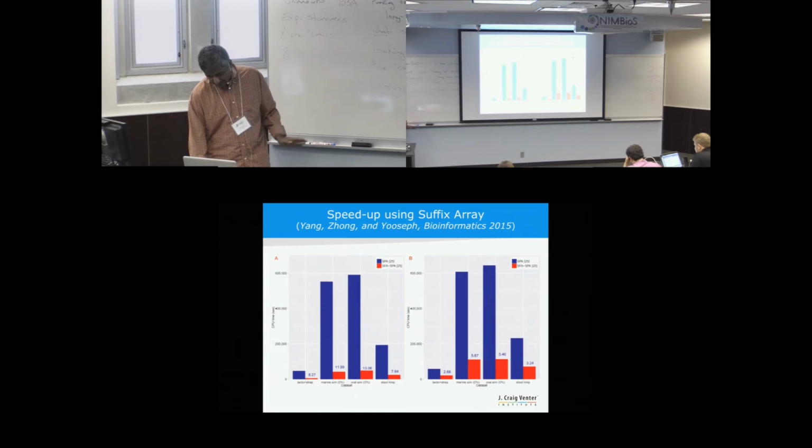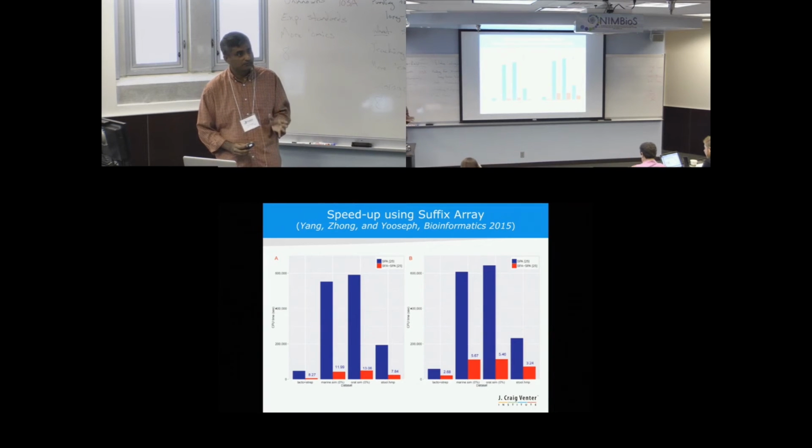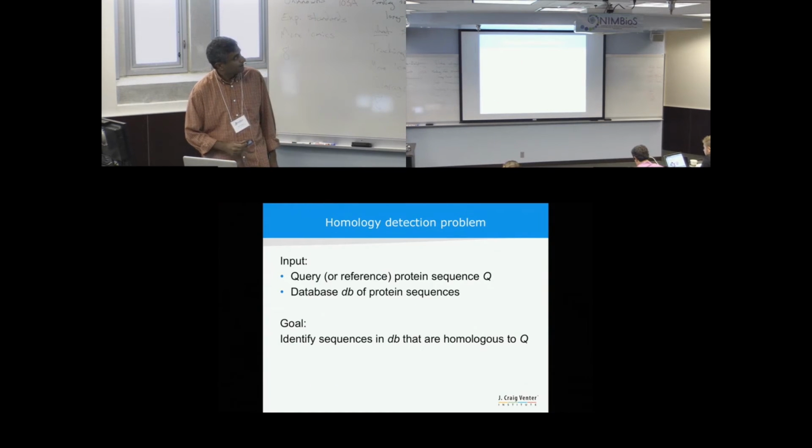So that was the first piece, which is de novo assembly of amino acid sequences with the goal to do reconstructions of full-length and nearly full-length protein sequences. The second problem that I wanted to briefly touch upon is homology detection. So the framework is this. Suppose you're given a query protein sequence, and you have a database of protein sequences. Standard thing. You want to identify sequences in the database that are homologous to Q.